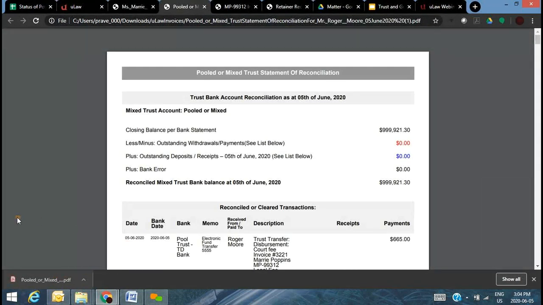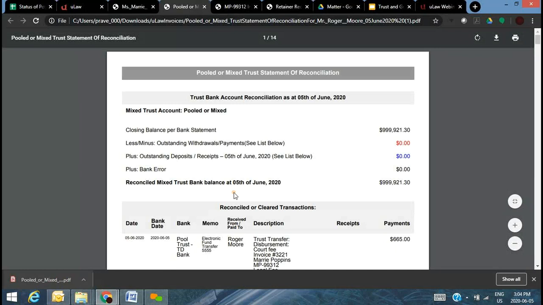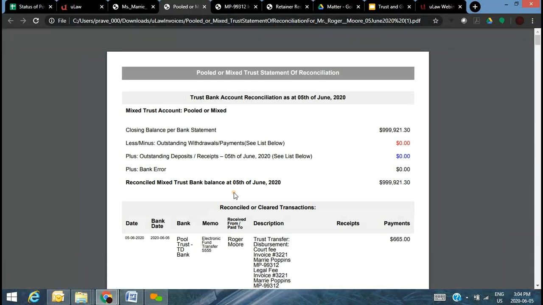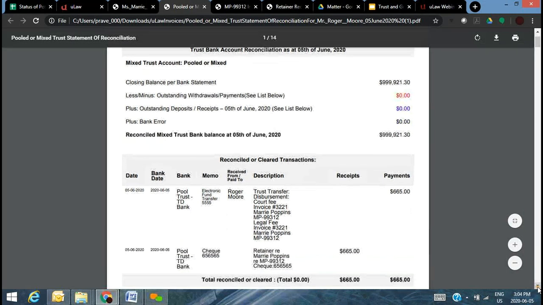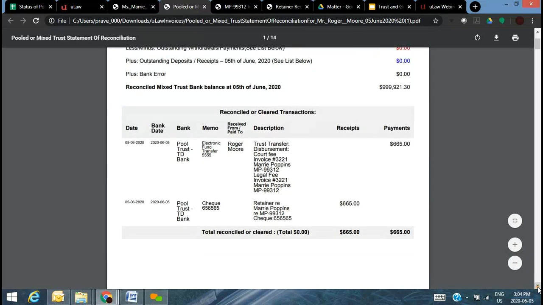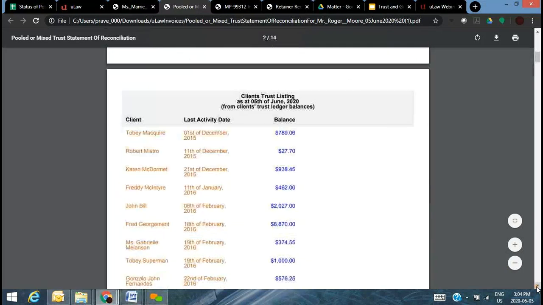And you can see here is my trust, full trust account or mixed trust account reconciliation. The bank balance, any outstanding withdrawals, payments, none for this time period. Here are the transactions that occurred during this time period. There was a 665 in and out. And your trust listing, which really lists all the clients, the last activity date, and their trust balance. And as you can see, there's a color code, again, on uLaw.